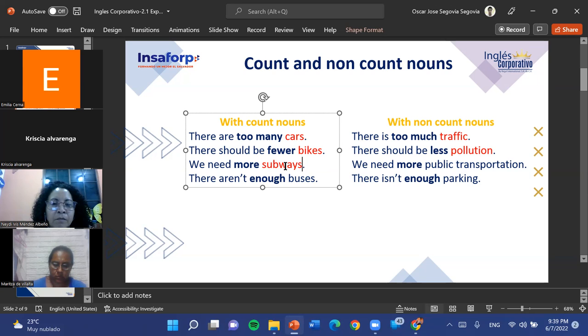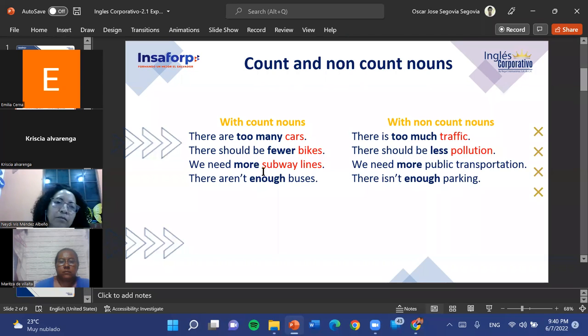Entonces, ahí es bien importante que a veces recordemos lo que les decía, que los nombres pueden cambiar por completo su significado dependiendo, ¿verdad?, de lo que está alrededor de ellos. O sea, el caso específico de mencionar un vaso con agua, se cambia el significado del nombre a un nombre contable, porque ahora estamos utilizando un medio distinto. Pero aquí es solamente el ejemplo, ¿verdad?, de subway lines, ¿sí? Se refiere a líneas de tren, a solamente decir subways, que ahí significaría que necesitamos más trenes.